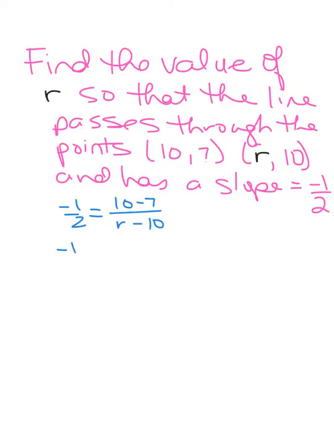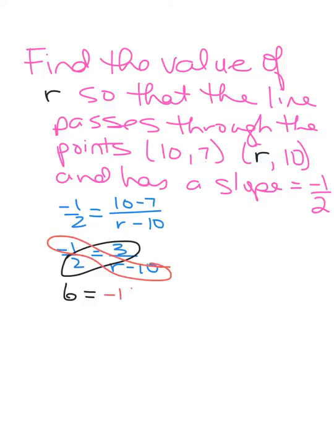So I have negative 1/2 is equal to 3 over r minus 10. Now I'm asked to find the value of r, so I'm going to cross multiply. So I'm going to take 2 times 3, which gives me 6. And then I'm going to do the reverse on the other side. I'm going to take negative 1 and multiply that by r minus 10. And then I will distribute.